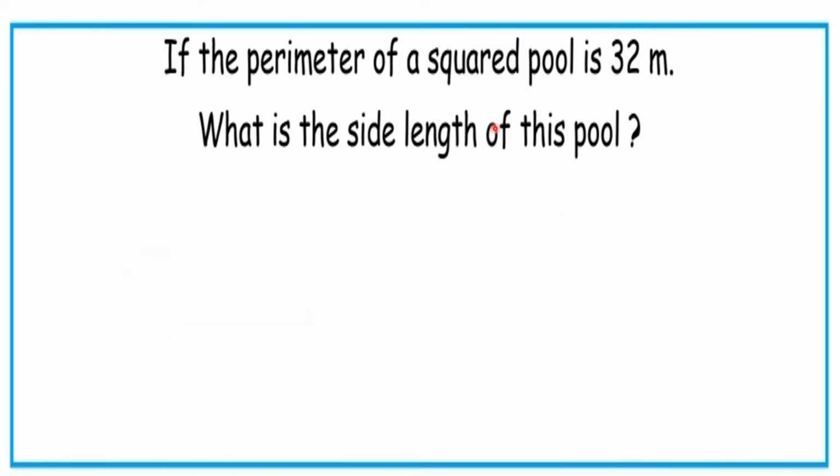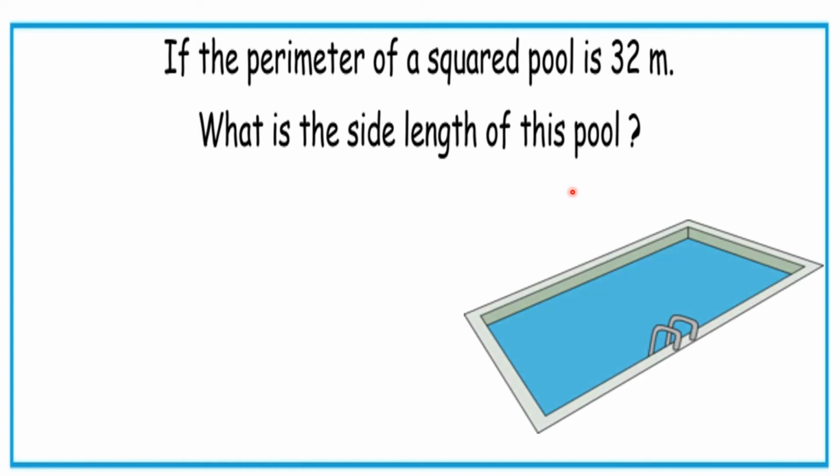If the perimeter of a squared pool is 32 meters, what is the side of the pool? So I have here a pool and this pool is squared. So the perimeter here is about a square. I don't know what the side of this pool is, but I know that the perimeter of this pool is 32.